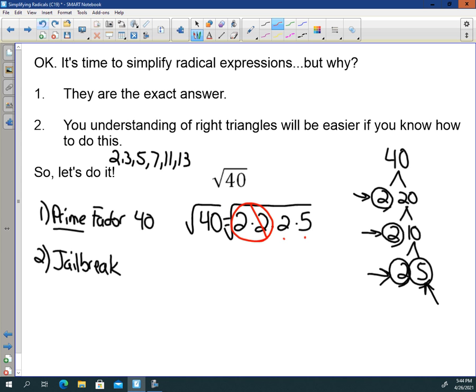So one of these partnerships has to go away, because someone always dies. But then when that happens, this other guy does get out. And what we have now is a 2 on the outside. That other 2 died, and then we have another 2, the 2 that didn't get to break out, and the 5 that didn't get to break out. So we have simplified by doing what I like to call jailbreak. And then the last thing to do is to multiply to simplify.